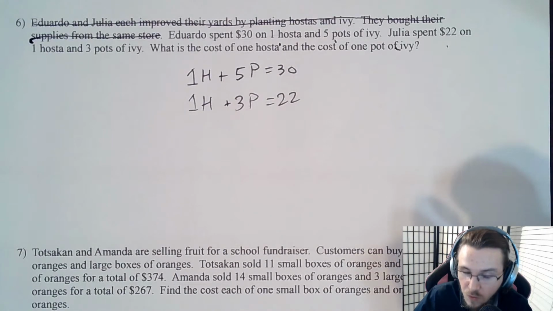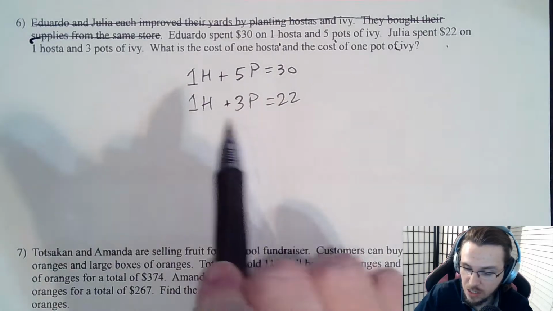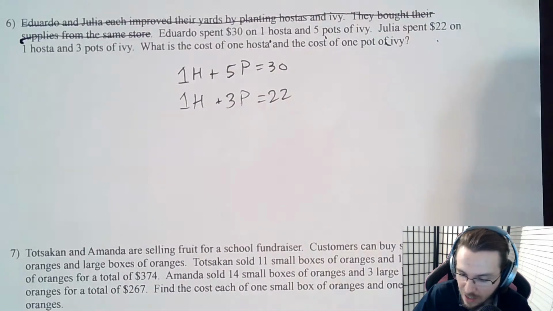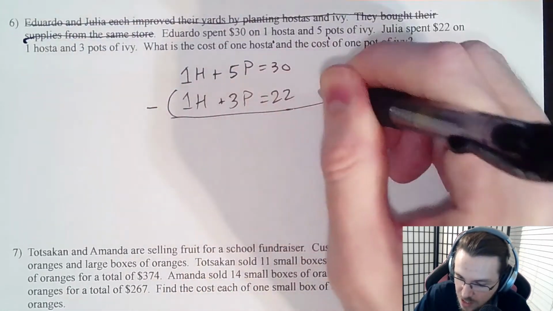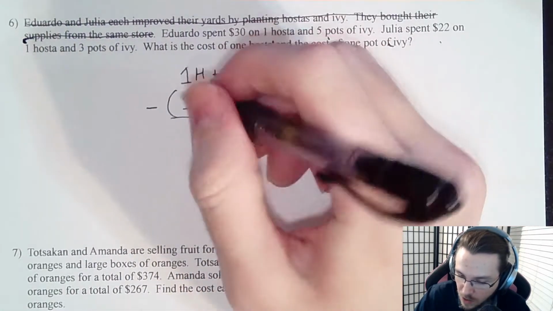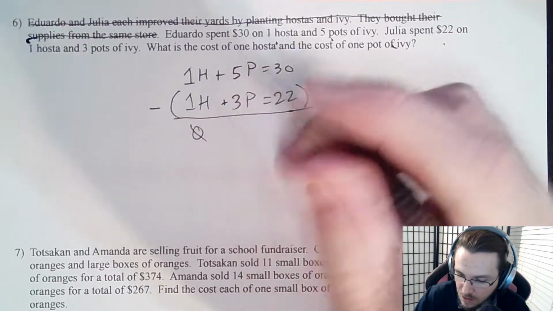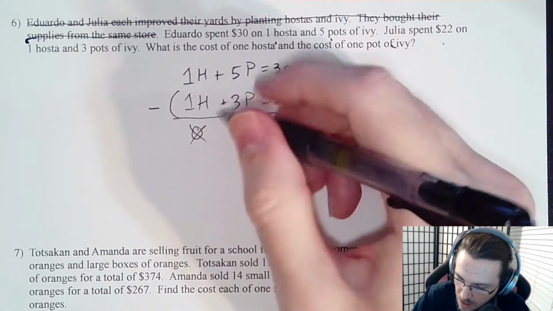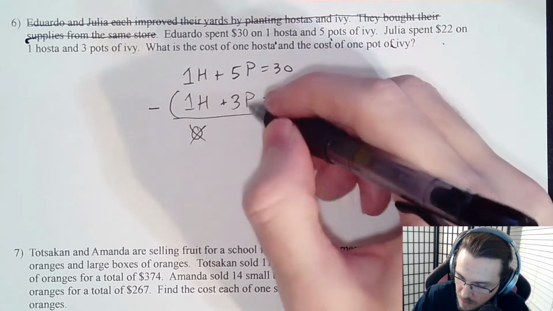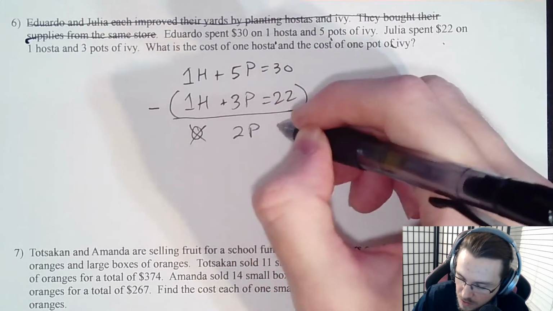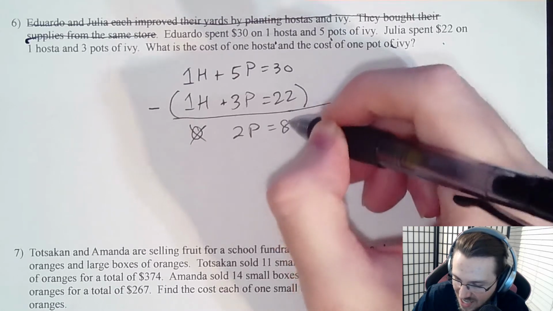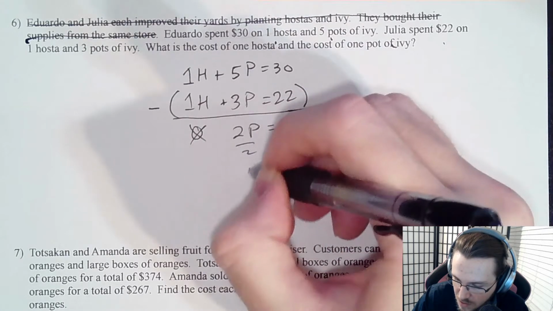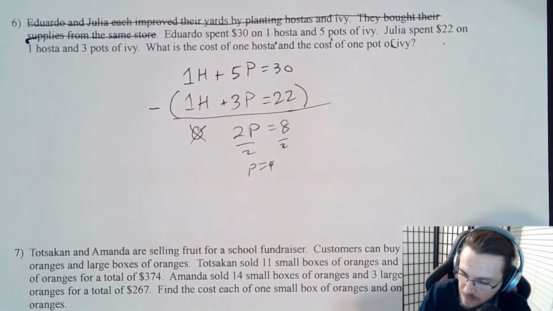This is a really, really nice elimination question because I can simply subtract instead of adding, and it'll be awesome. So I'm just going to subtract this entire thing. 1 minus 1, boom, cancels, nothing, 0, don't have to write it. 5 minus 3 is 2. 30 minus 22 is 8. Divide both sides by 2, and p is equal to 4.